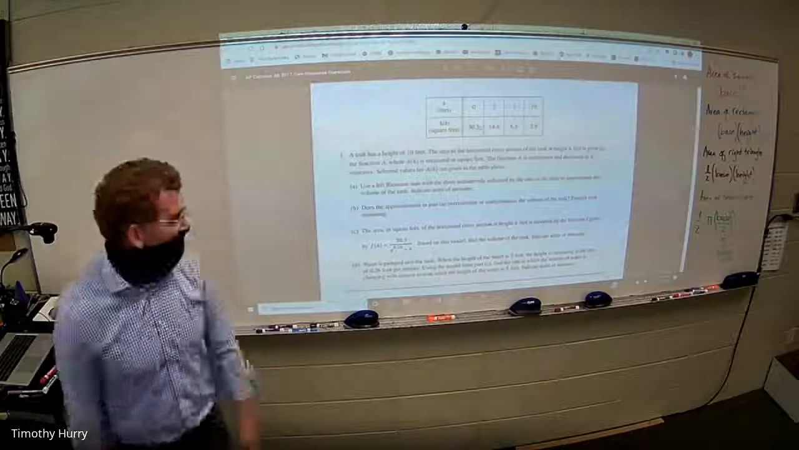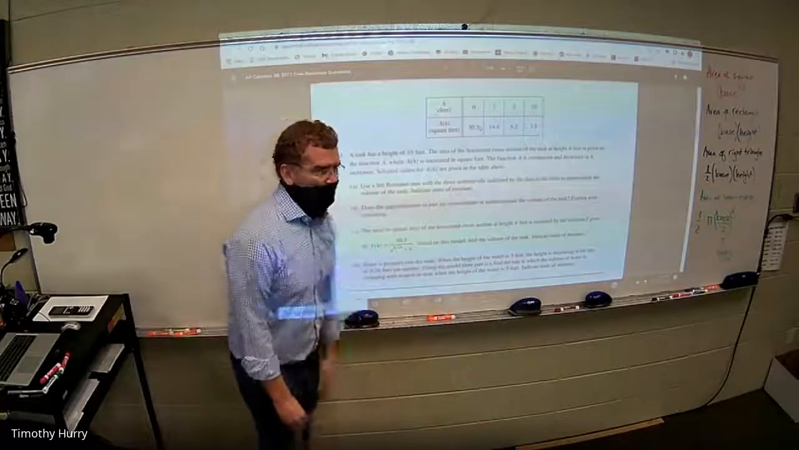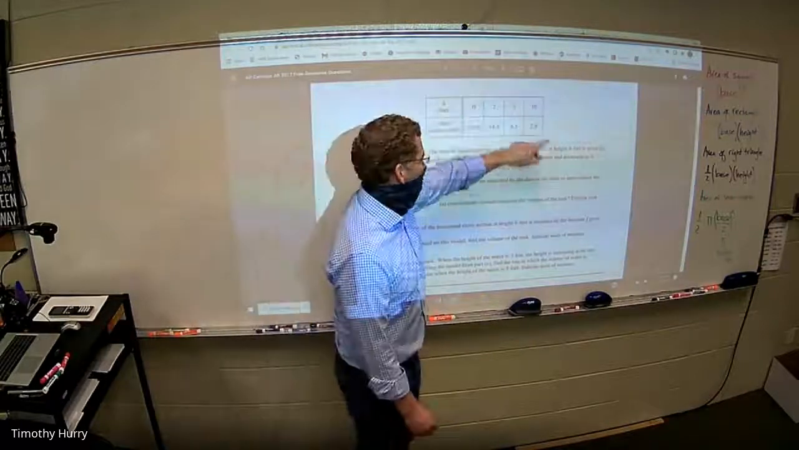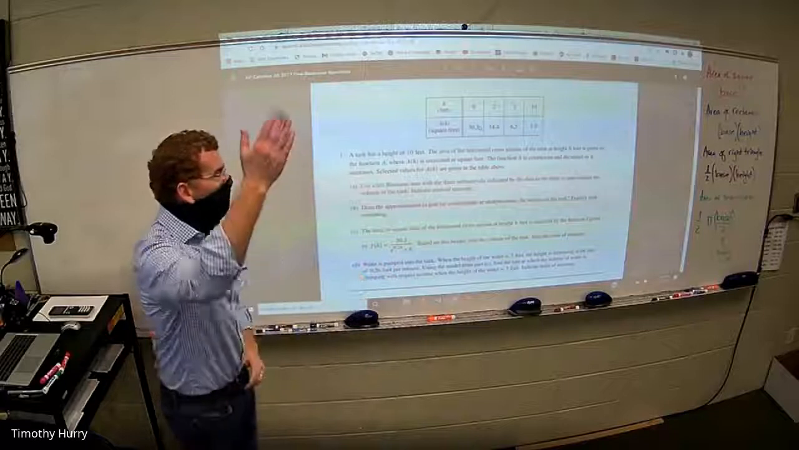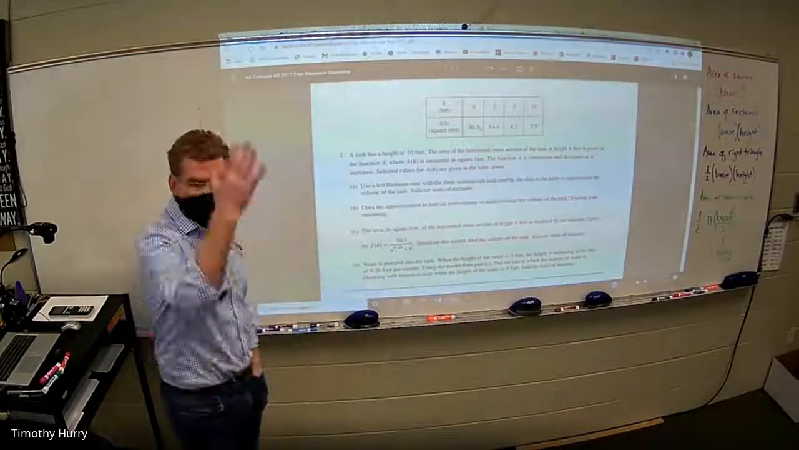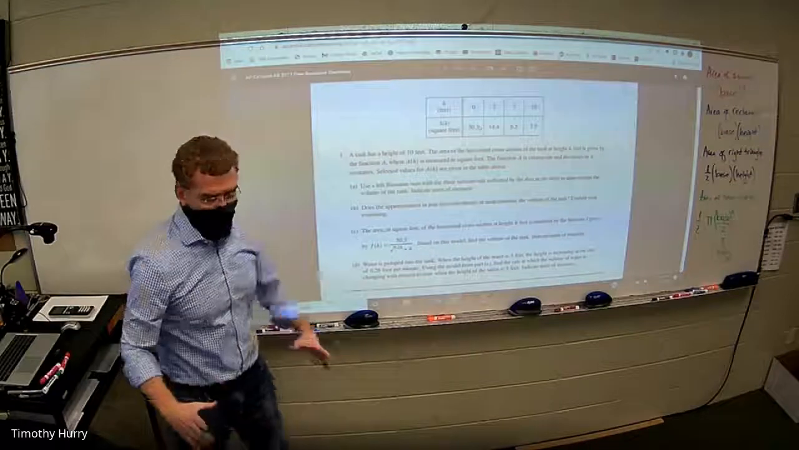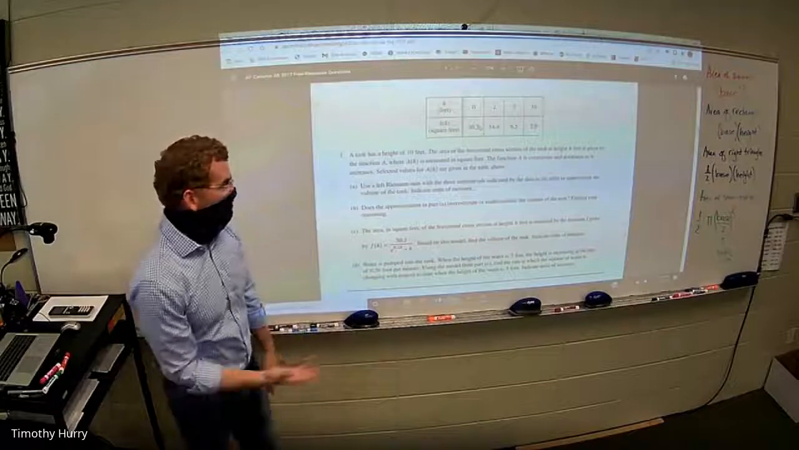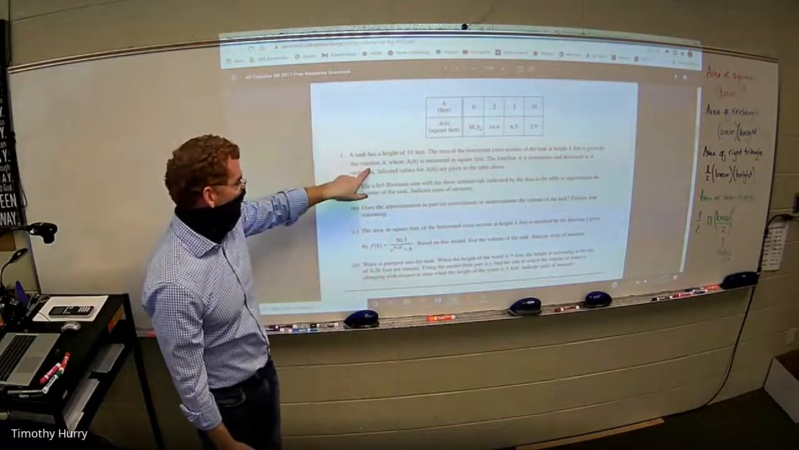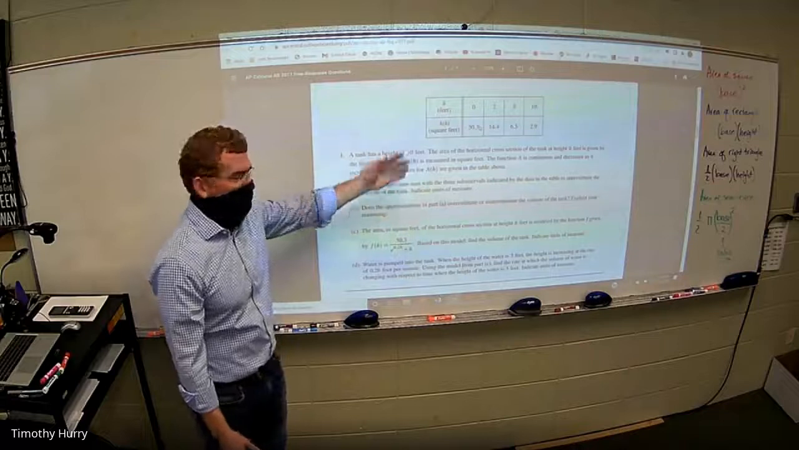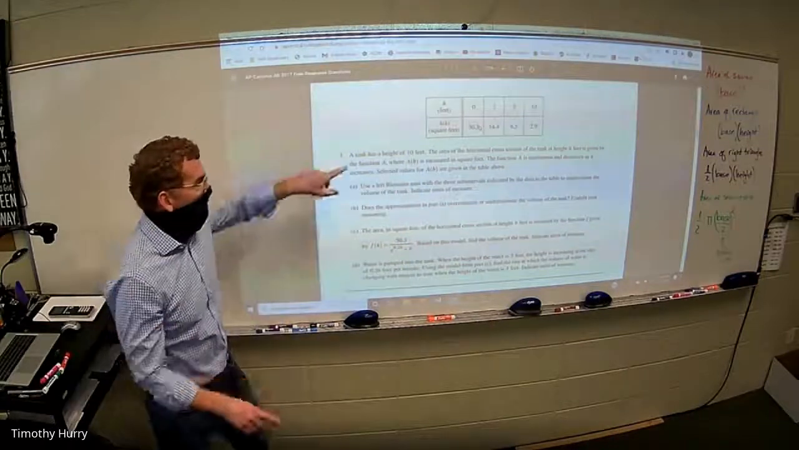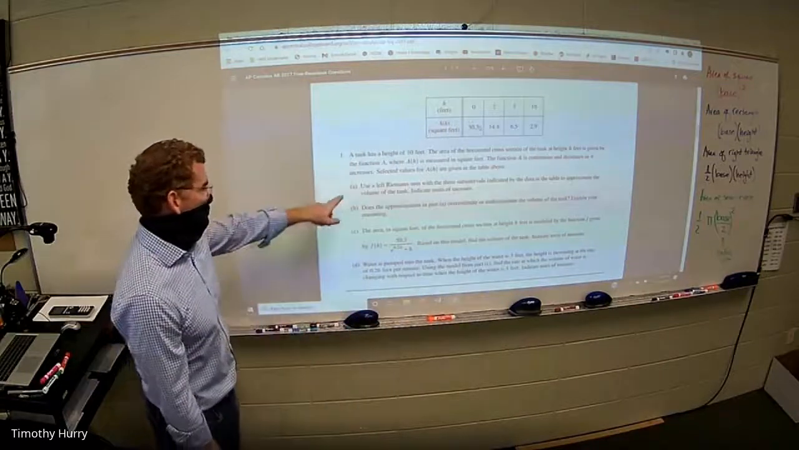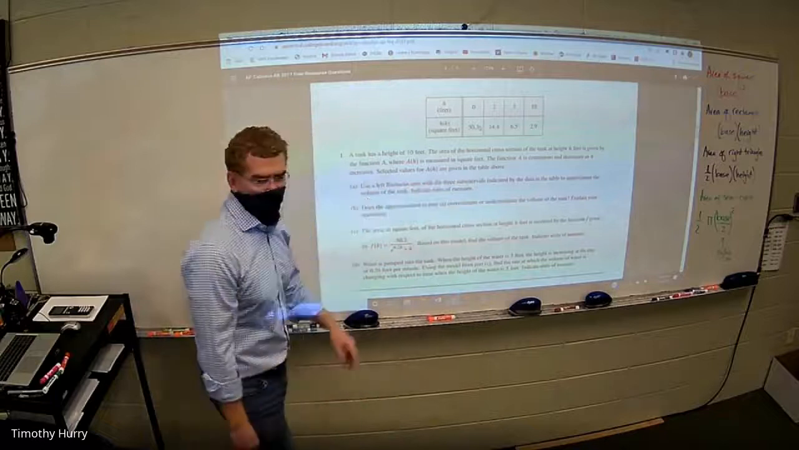Okay, look at this. It says a tank has a height of 10 feet. Here's your chart, and you can see the height going from 0 to 10. It says the area of the horizontal cross section. If I have this tank up here, and I don't know what it looks like, it could be doing all kinds of weird stuff. But the area of the horizontal cross section is given by the function A, measured in square feet. I don't know what that function is, but I do have a couple of values on that function, don't I? Okay, the first thing says use a left Riemann sum to approximate the volume.